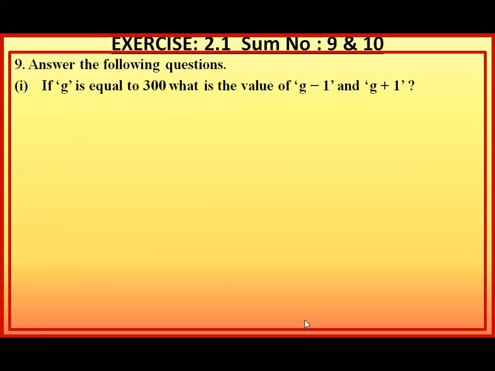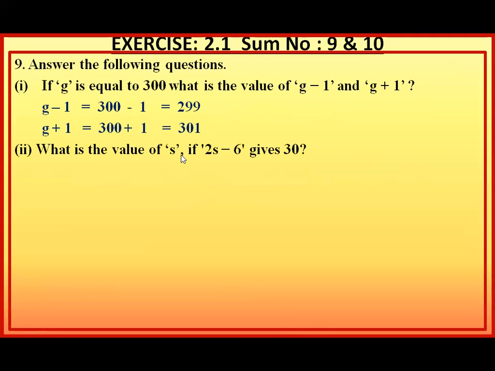Answer the following questions. If G is equal to 300, what is the value of G minus 1 and G plus 1? G minus 1 is 300 minus 1, which is 299, and G plus 1 is 300 plus 1, which is 301. What is the value of S if 2S minus 6 gives 30? 2S minus 6 is 30. Take 6 to that side, which gives you a plus sign. 30 plus 6 is 36. S is equal to 36 divided by 2, which is 18.